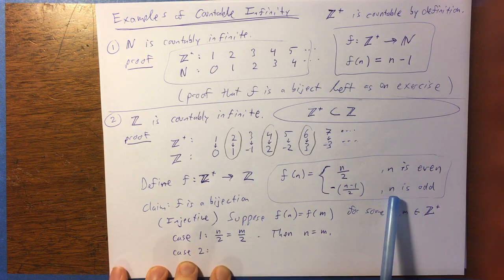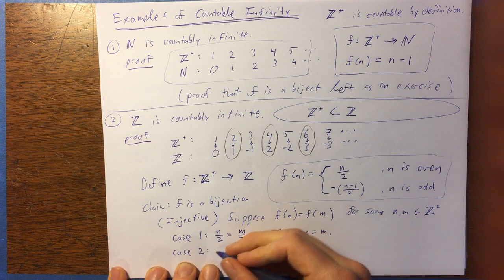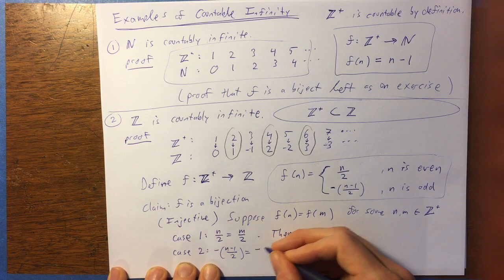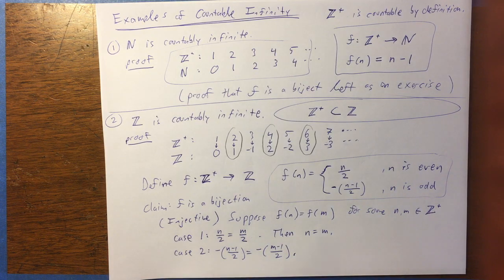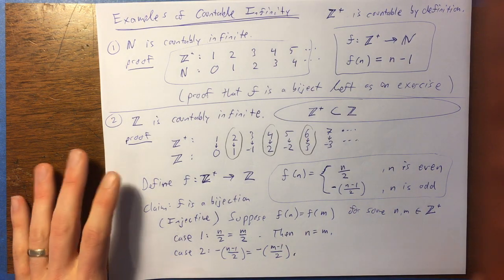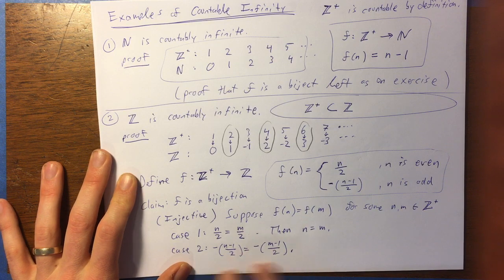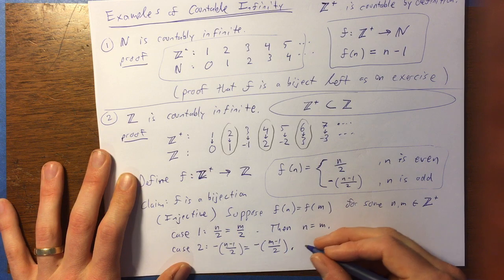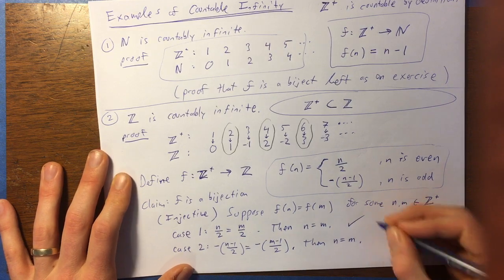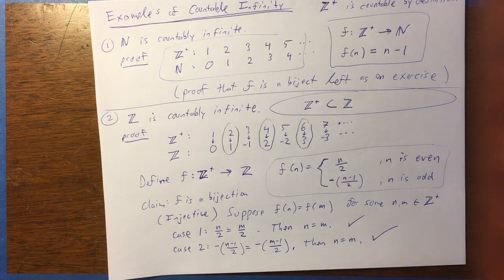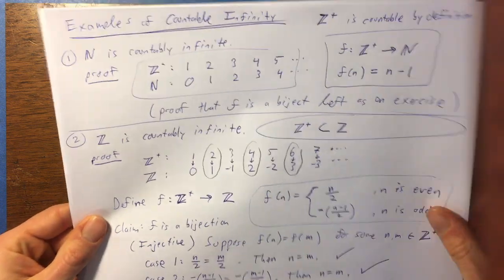What if they're both odd? If n and m are both odd, then I can have negative n minus 1 over 2 equal to negative m minus 1 over 2. In this situation, it is also pretty obvious that, with a little bit of algebra, you can undo all these things, make them both positive, multiply by 2, add 1 to both sides. By algebra, it's pretty easy to show here that n is also going to equal m. So those two cases are good. So I really just have to worry about the third case.